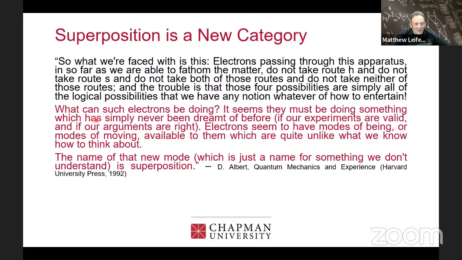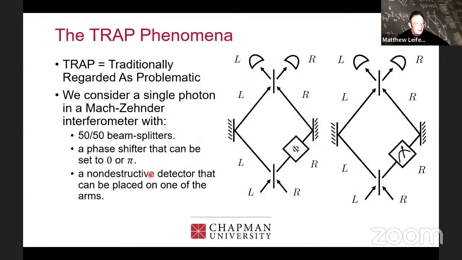So he's talking here about an interference experiment, electrons in a sort of Mach-Zehnder interferometer type of setup. He says, what can such electrons be doing? It seems they must be doing something which has never been dreamt of before. If our experiments are valid, and if our arguments are right, electrons seem to have modes of being or modes of moving available to them, which are quite unlike what we know how to think about. The name of that new mode, which is just a name for something we don't understand, is superposition. So this is the argument that superposition is somehow a new category of being.